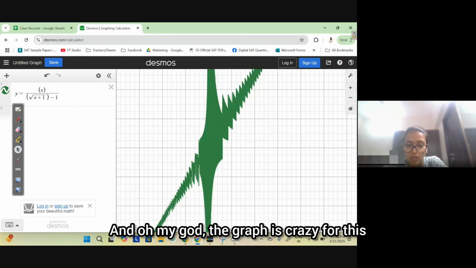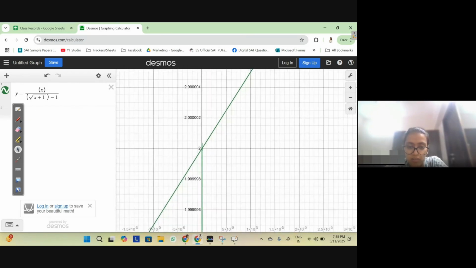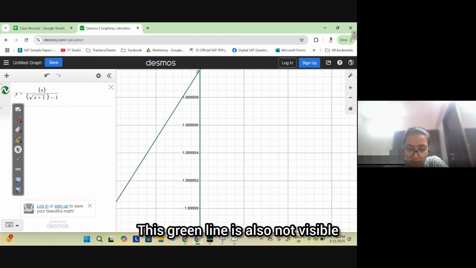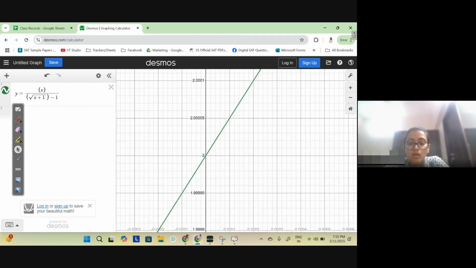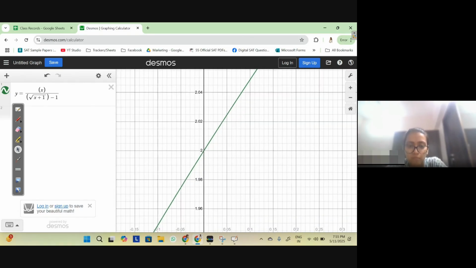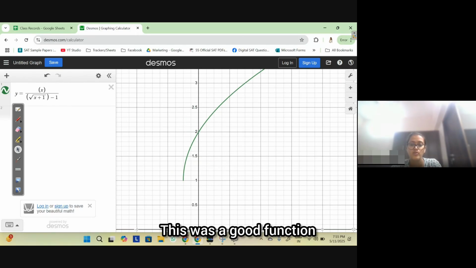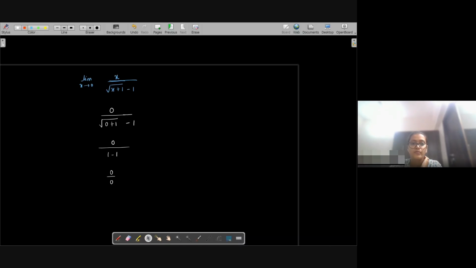And oh my God, the graph is crazy for this. You won't even realize if you don't zoom in. This green line is also not visible. You really have to zoom in. This was a good function. Now we move to some other questions.